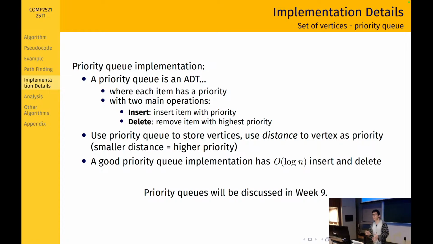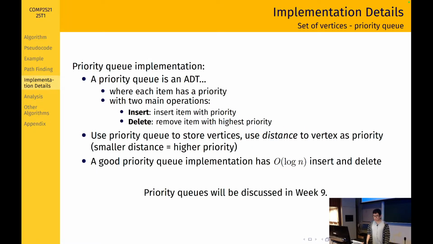The way we would use it in Dijkstra's algorithm is we would use it to store the vertices and the distances to those vertices. We use the distance to the vertex as the priority, and the smaller the distance, the higher the priority. And if we use a priority queue, we can get log n insertion and deletion.